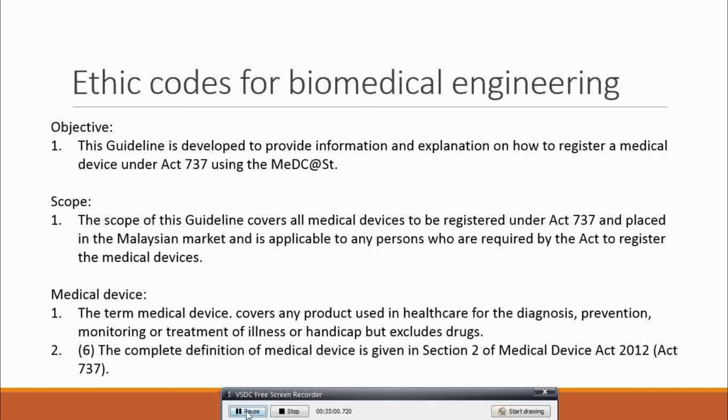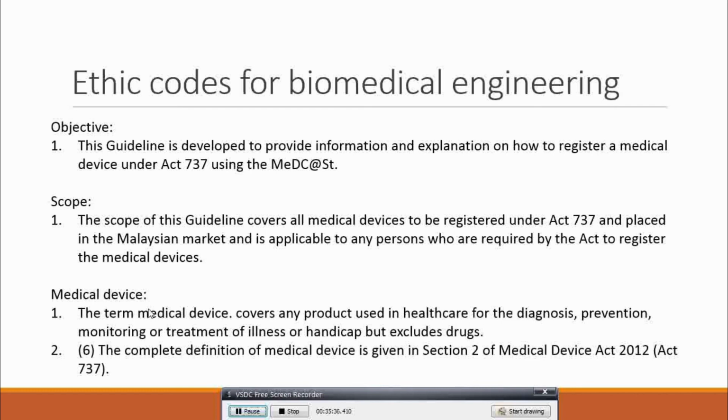So this is the continuation of the slides from the previous one. Basically, this is the objective and scope of the ethics codes for biomedical engineers. The guidelines were developed to provide information and explanation on how to register a medical device under Act 737. They have a specific system, MeDC. The scope of the guidelines covers all medical devices to be registered under Act 737.